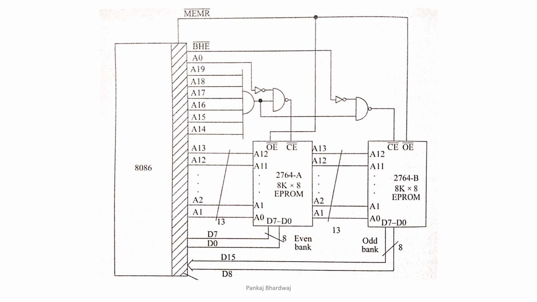8086 has A0, A1, A2 and so on up to A13, and A14, A15 up to A19, a total of 20 address buses. The 20 address buses are connected in such a way that one single chip is of 8K. 8K means 2 to the power 3 into 2 to the power 10. 2 to the power 10 is K, 2 to the power 3 is 8. That means 13 address lines are needed to have the address locations. So 13 address lines starting from A1 to A13 we have connected to both of these chips.